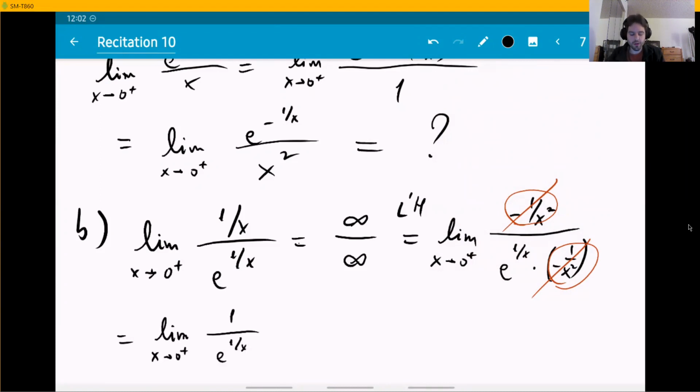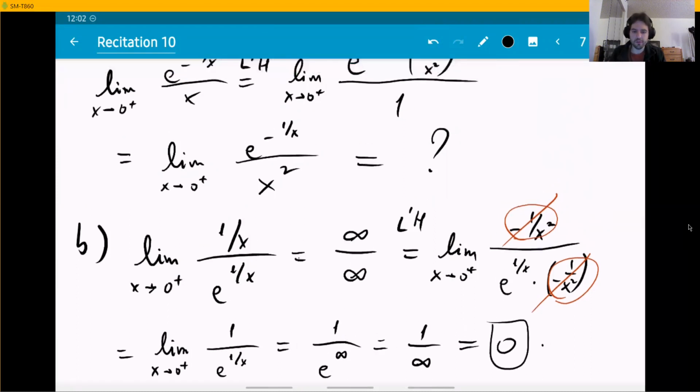This is now one that we know. It's 1 over infinity. We can say 1 over e to the infinity. Again, just reasoning just like before. 1 over x is going to infinity. e to the infinity is infinity. 1 over infinity is 0. So that's the answer.